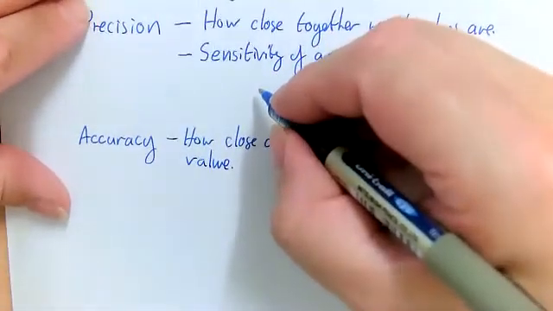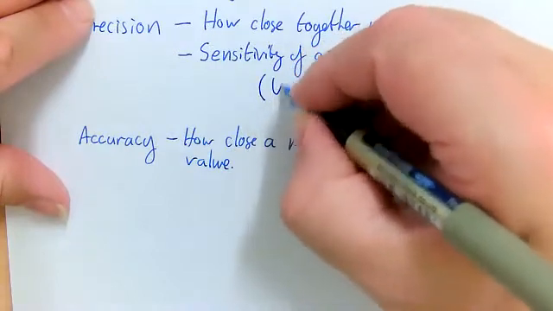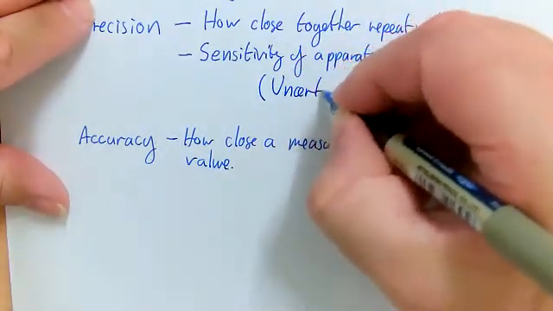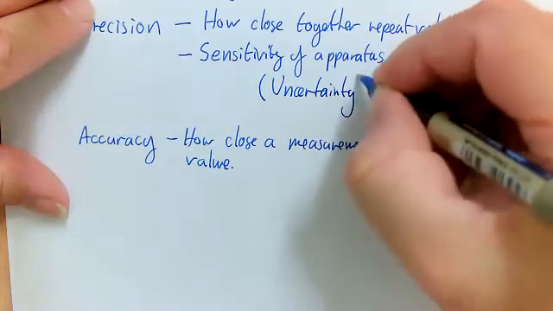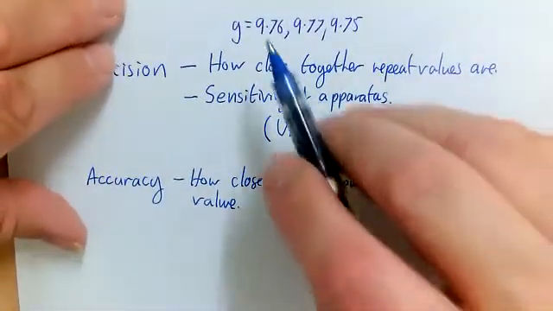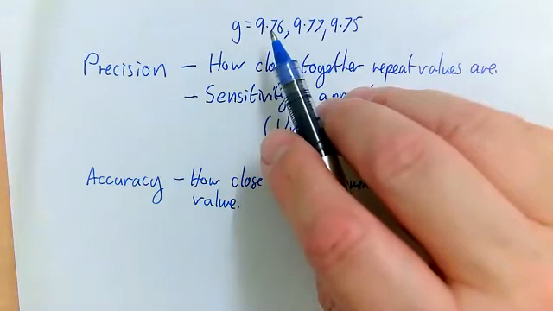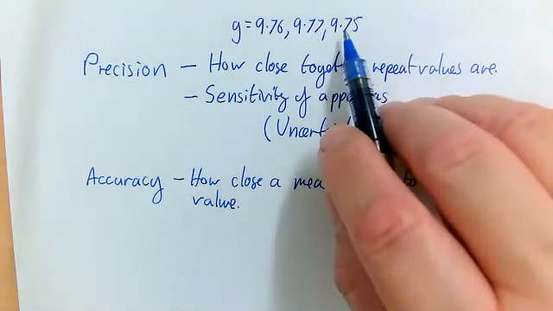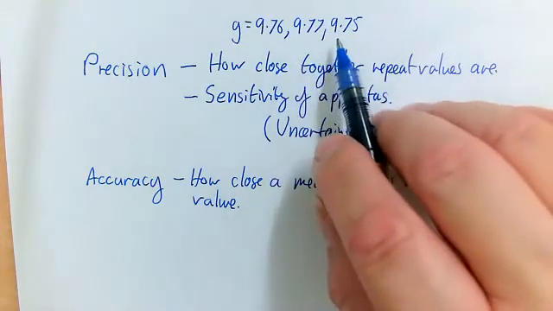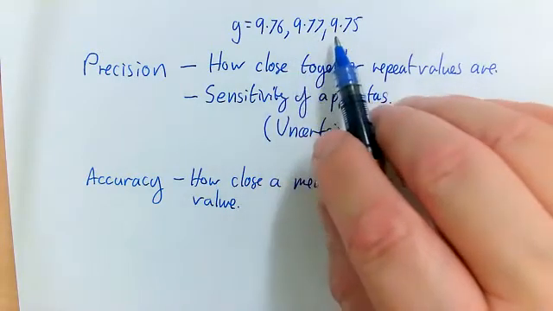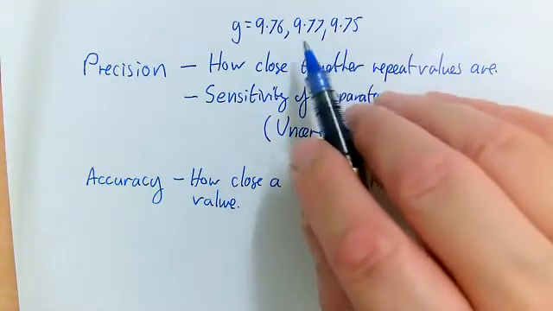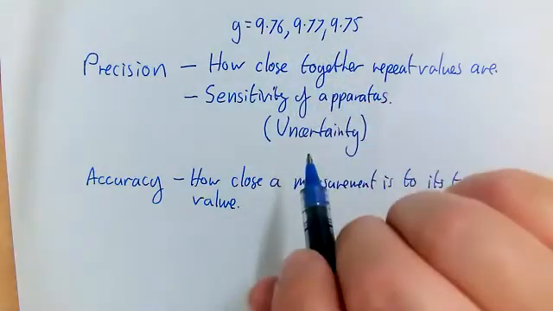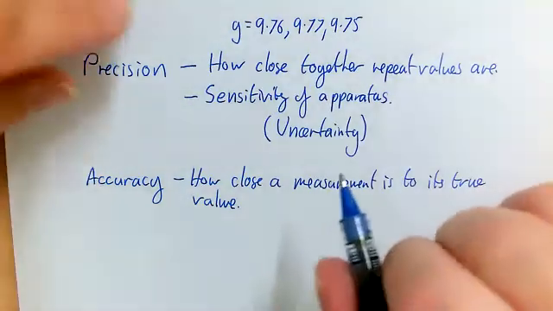The key idea is that with precision, we think about uncertainty. For example, here, if somebody measured the acceleration due to free fall to be 9.76, 9.77 the second time round, and 9.75, they could conclude that they know that value with a high degree of certainty. Okay, because they're all very, very close together. Every time they did the experiment, they got very, very similar values. So there would be a low uncertainty.